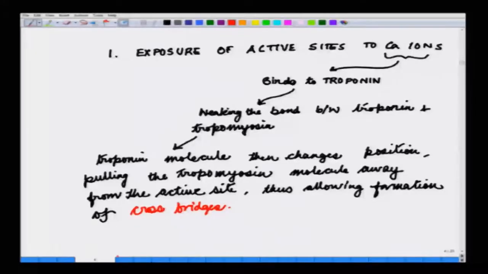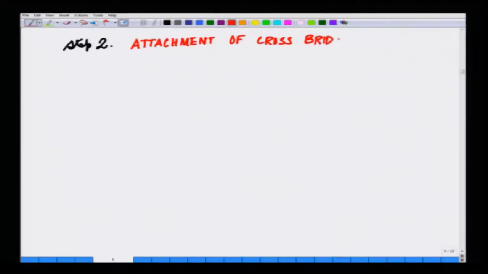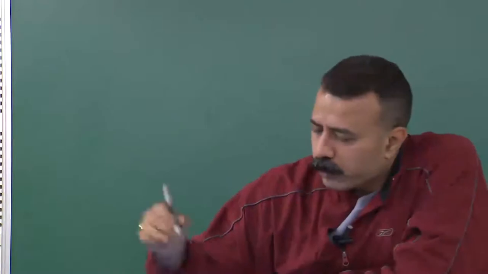Let us move on to the slides again. Now we are in step 2. Step 2 is attachment of cross bridges. Because the inhibitory molecules which were not allowing exposure have been removed, the troponin and tropomyosin are gone. So, now the cross bridges can form. The active site is all exposed. Coming back to the slides.